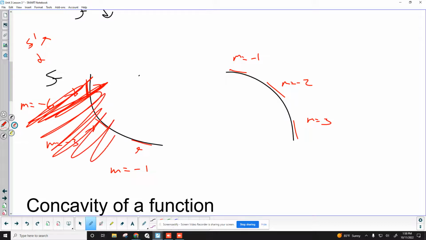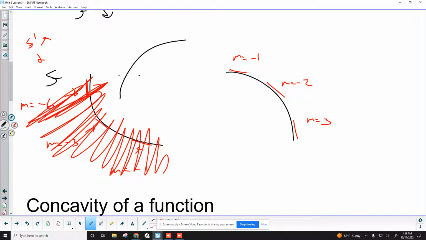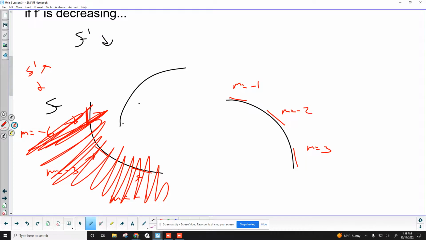Here, my slopes are actually increasing, but here my slopes are decreasing. And what you find is that you could have another kind of piece here. Here's another example of when f prime is decreasing: +5, +3, +1, right? So when f prime is decreasing, we know that its slopes must be negative.